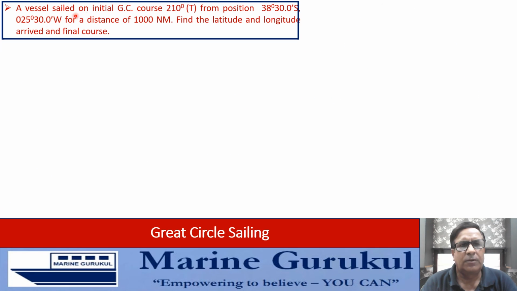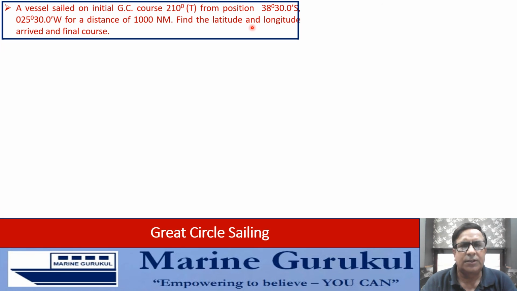Now let's have a look at a slightly different example. A vessel sailed on an initial GC course of 210 degrees true from position 38 degrees 30 minutes south, 025 degrees 30 minutes west for a distance of 1000 nautical miles. Find the latitude and longitude arrived and the final course.